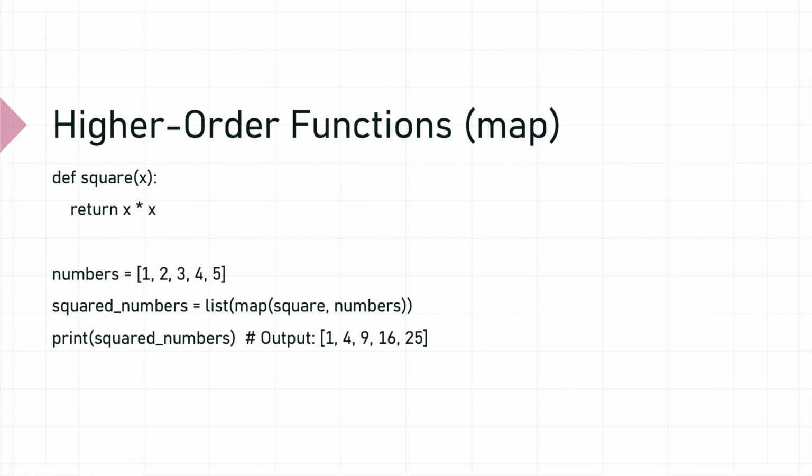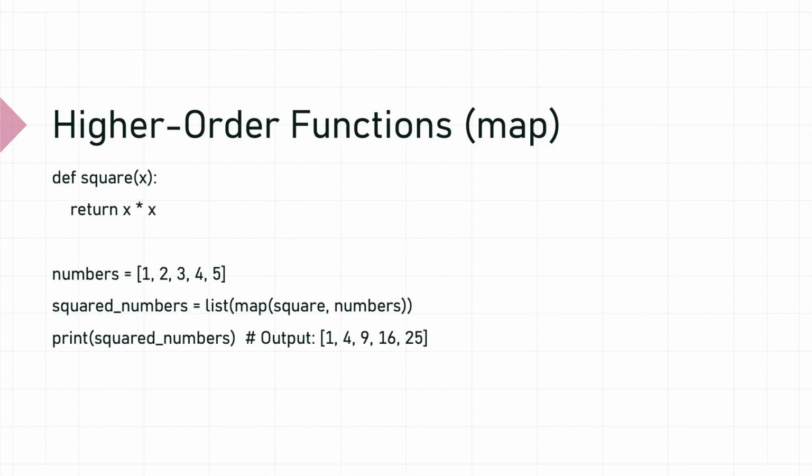So if you look at this example, I have a function called square that takes one parameter, and the indented code just takes this parameter value and multiplies it by itself. So we are essentially squaring the value. Then right after this function, we have a list of numbers, 1 through 5.